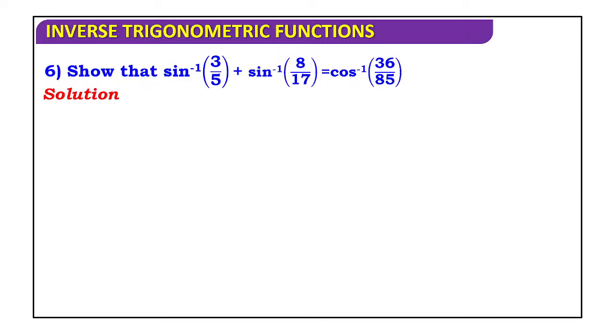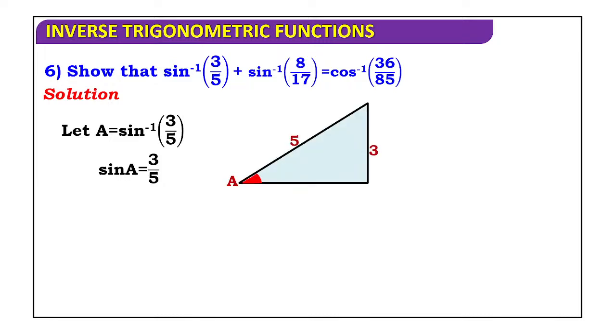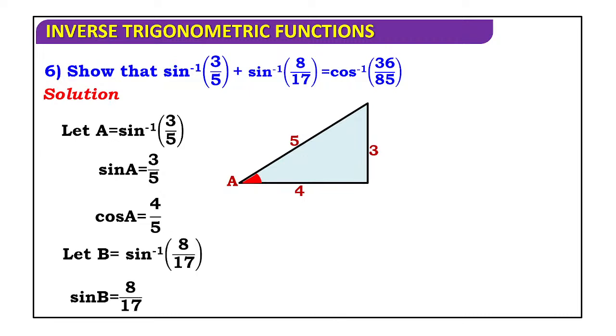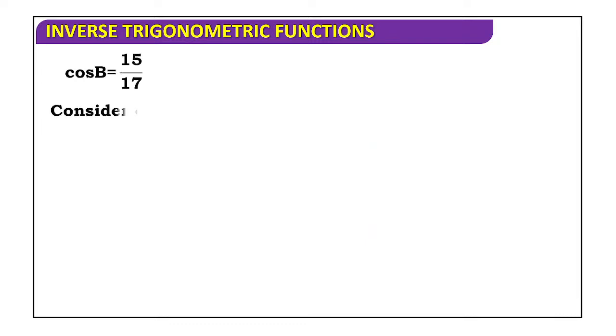Okay, look at this once again. Eyes on the screen. Sine inverse is 3 by 5, so I can write sine A is 3 by 5. I will use Pythagoras theorem and find all three sides. Then I will write cos A is 4 by 5. So the first term is done. Now this will be B, so I will take another triangle and find sine B and cos B. Sine B is 8 by 17, then cos B will be 15 by 17.